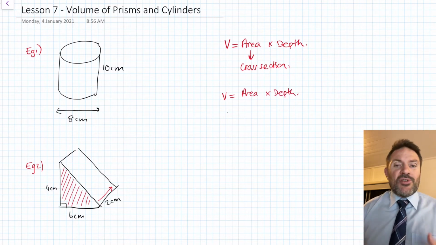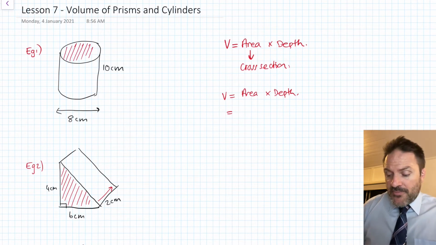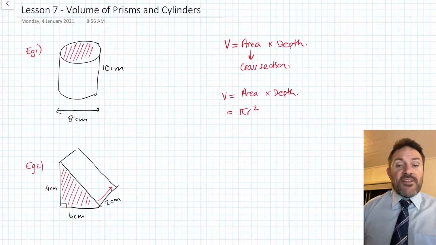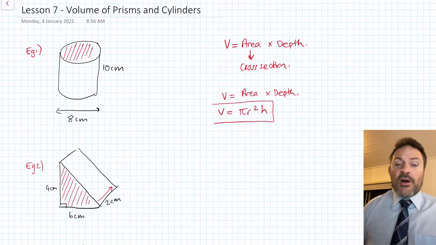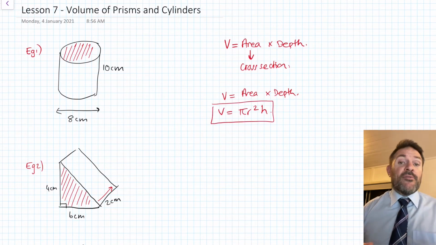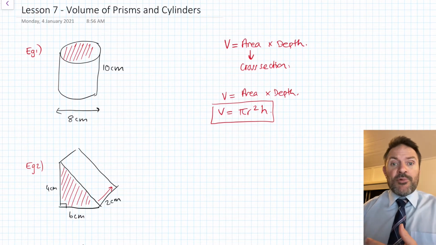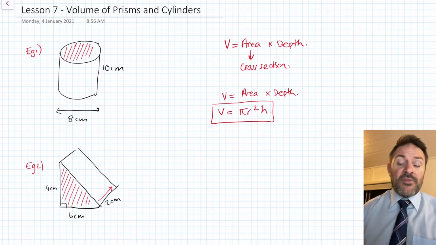There's no real change there, okay? It's just because it's not a prism, we separate it, and the area of a circle, as we know, is pi r squared, and then the depth we call the height of the cylinder. So we tend to have this set formula of pi r squared h for the cylinder, whereas for the volume of a prism, because there are lots of different types of prisms, we just say area times depth. So let's have a look at some of these questions. Pause it, crack through. You probably should be fine with this stuff.